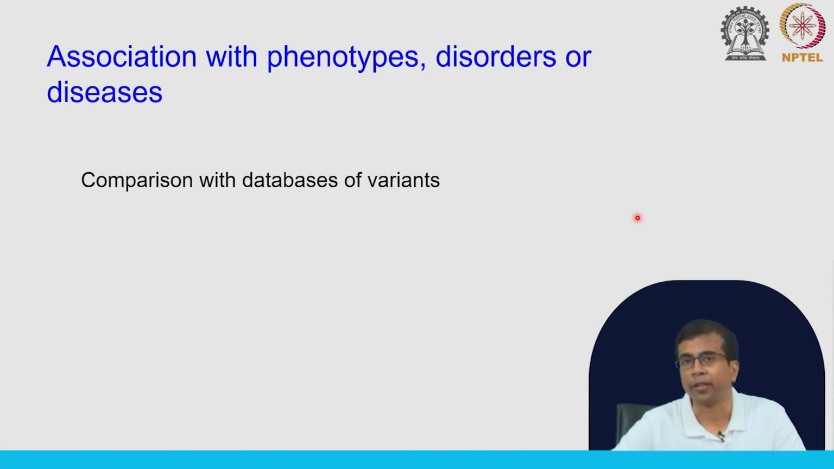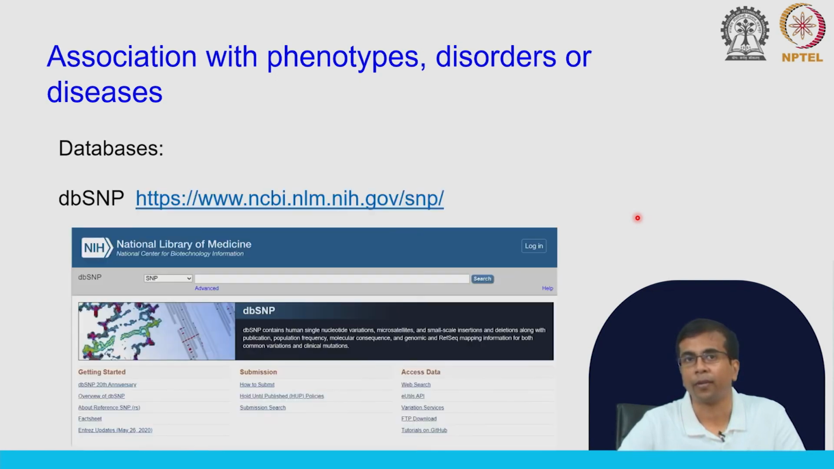This is very important, especially for human data. If you are working with human variants, human samples, you want to check this. There are several databases, and I will just mention some of them. Here is one, a very common one, called dbSNP. It contains a lot of human single nucleotide variants, microsatellite information, and small indels. You can check whether your variant is already reported in dbSNP, whether it is a common variant in humans or not, and whether there is some clinical association. This information will also be present.